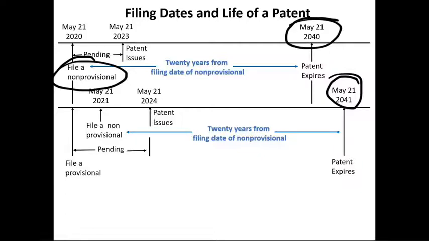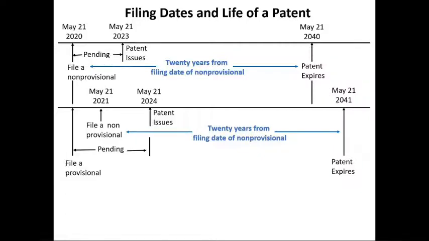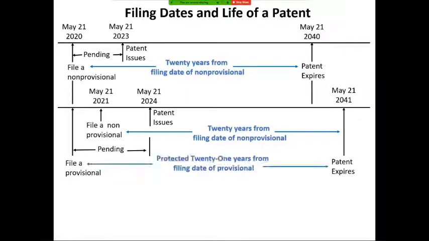So this is one reason you may want to file a provisional application, because it gives your patent an extra year of protection. If I can get that to come, hang on here just a second. There we go. So you have protection on your invention from the filing date of the first application, which in this case is a provisional, and the life of the patent is determined from the filing of the non-provisional. So you actually get 21 years of patent protection by filing that provisional first.